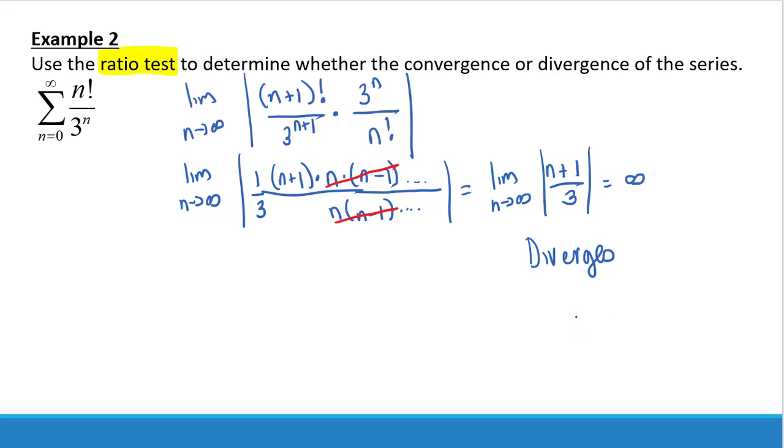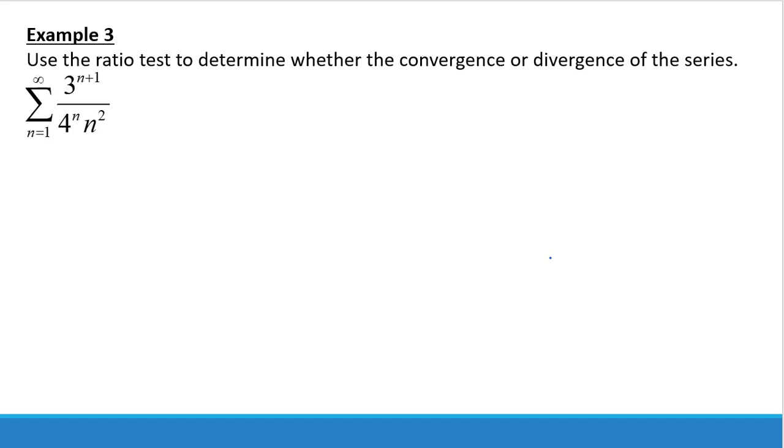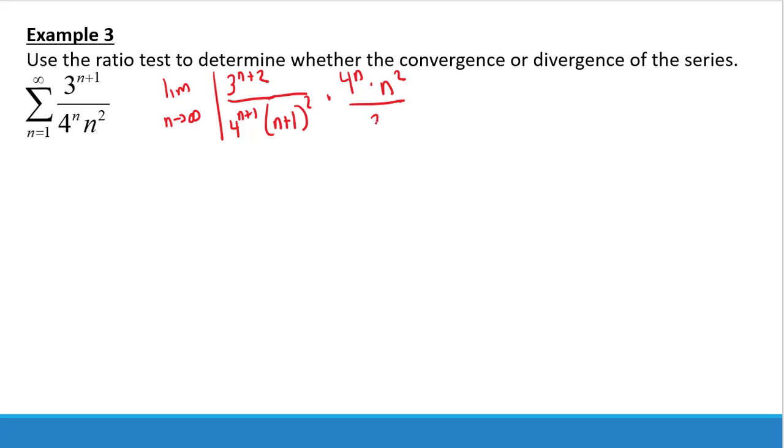When you have a mix of polynomials and exponentials, that's again when you want to be using the ratio test. So again, we set up our limit as n goes to infinity of 3 to the n plus 2 over 4 to the n plus 1 times n squared, times, now I look at it like it's almost the reciprocal. Okay, so then I simplify that.